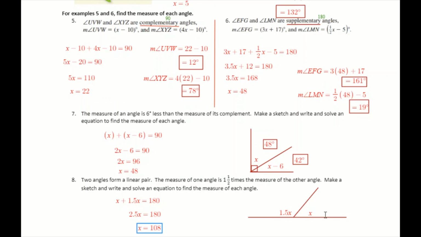Okay, so 108. So that means one of our angle measures is, oh, wait a minute. The bigger one's 1.5x. Does that seem right? No. x is not 108. Gosh. 72. Good. It's like, wait a minute, that can't be right. Okay, so 72 is the measure of the smaller angle.